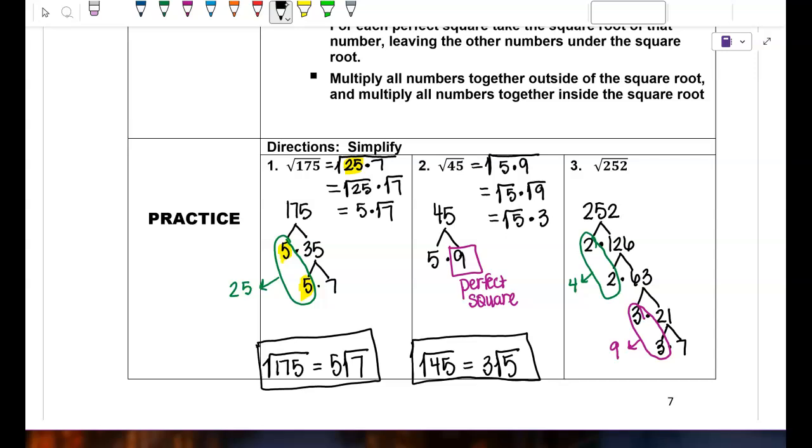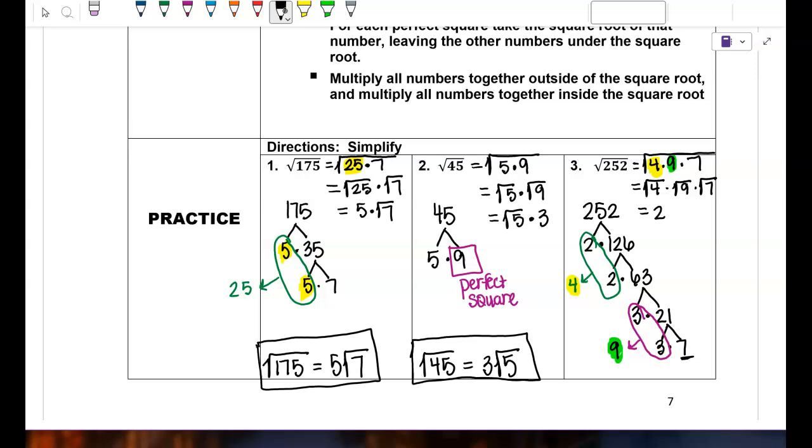So really, the square root of 252 is the square root of 4 times 9 times 7. Again, the 4 comes from those 2 2's. The 9 comes from the 2 3's. And the 7 is the only thing I did not circle. I have to make sure I account for everything. So this would equal the square root of 4 times the square root of 9 times the square root of 7.